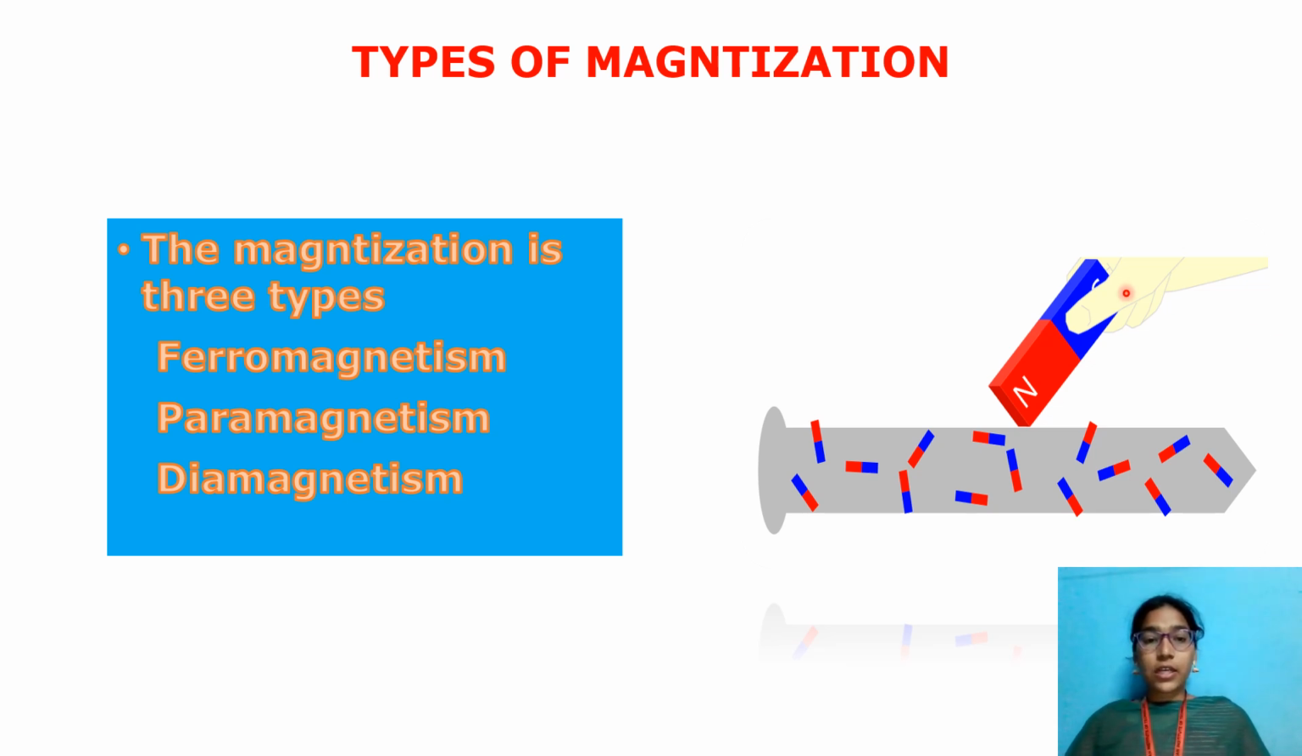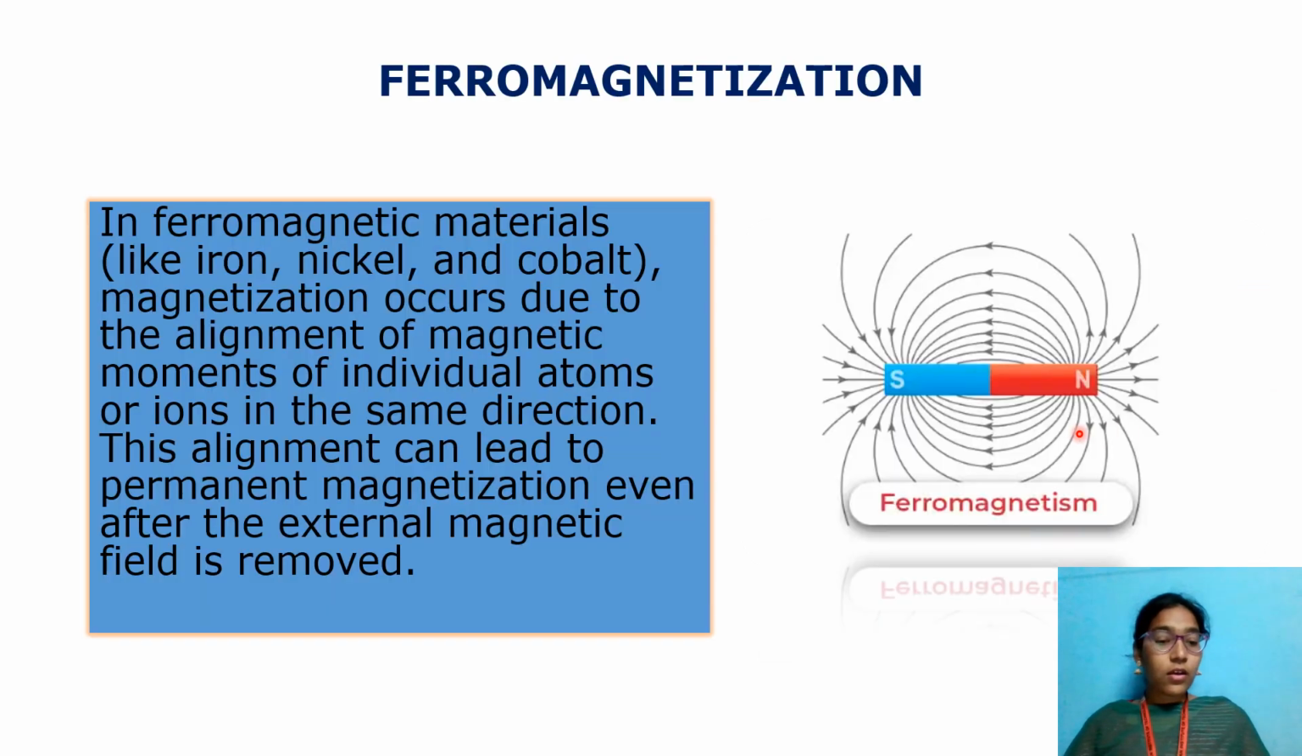Types of magnetization. There are actually three types of magnetization: ferromagnetism, paramagnetism, and diamagnetism. Now we'll see about ferromagnetization. This diagram shows ferromagnetization. There are attractive poles and repulsive poles.